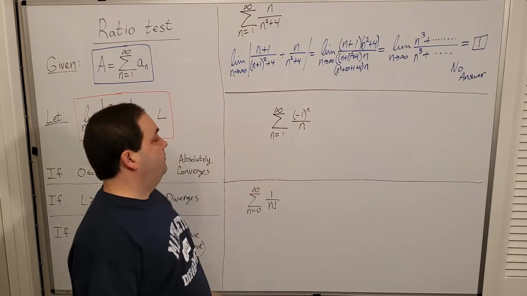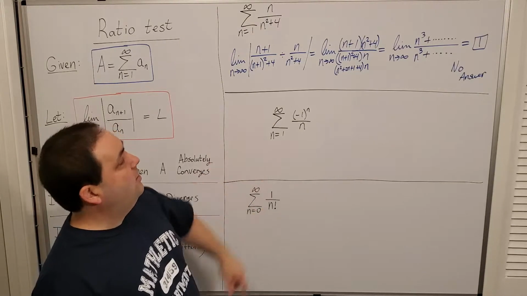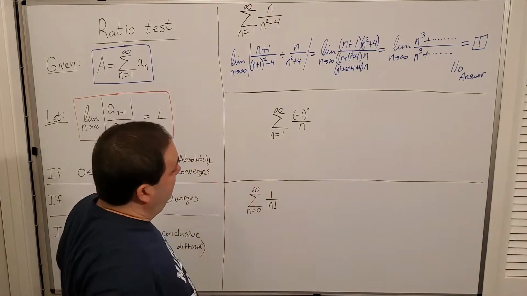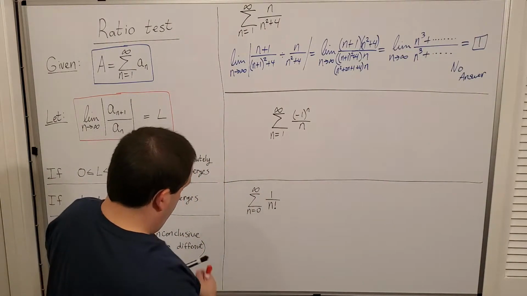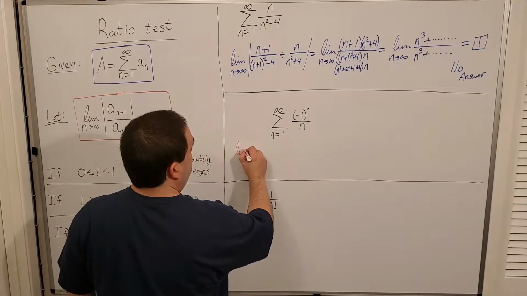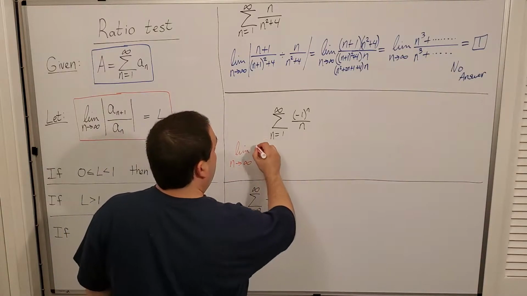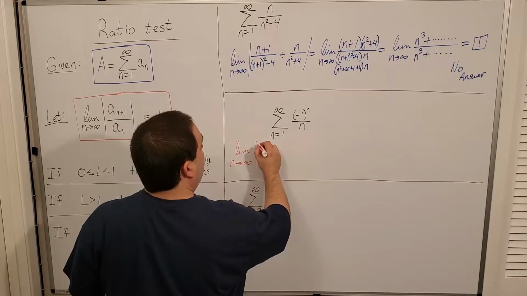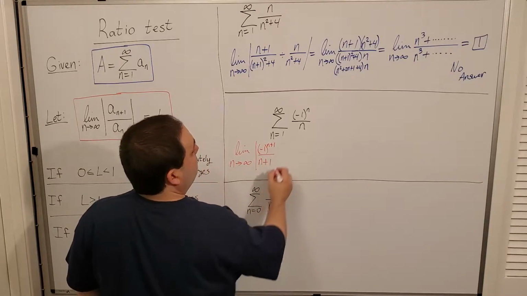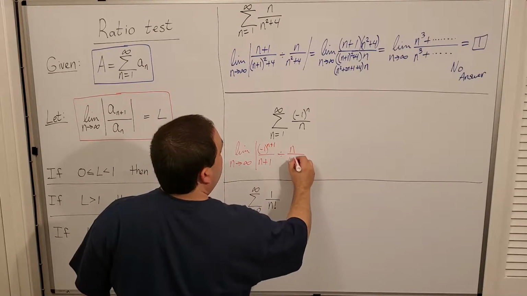All right, what about this one? Well, alternating series was a really good test for this one. Let's see what happens with the ratio test. The ratio test, I will take the limit, right? Let me get my marker here. The limit as n goes to infinity of the absolute value of negative 1 to the n plus 1 over n plus 1 divided by n over negative 1 to the n.